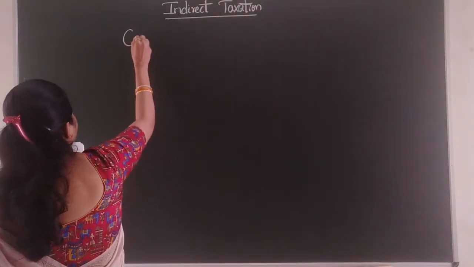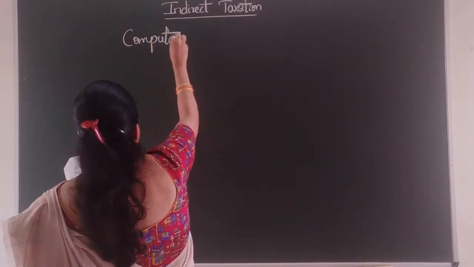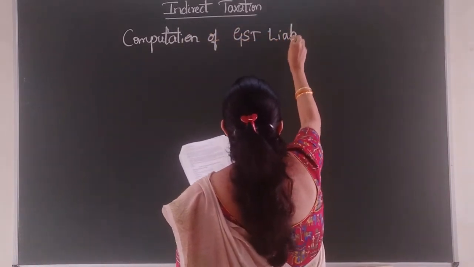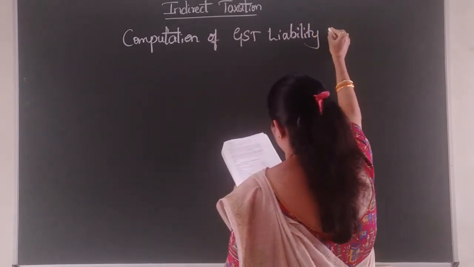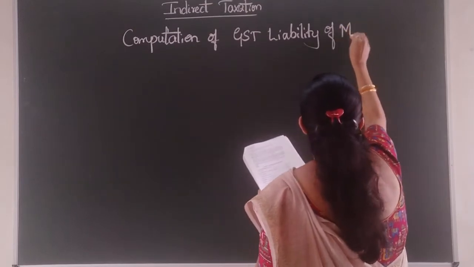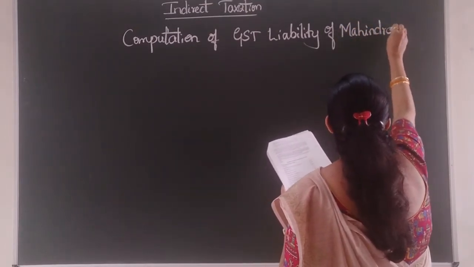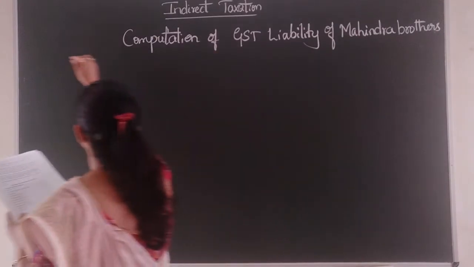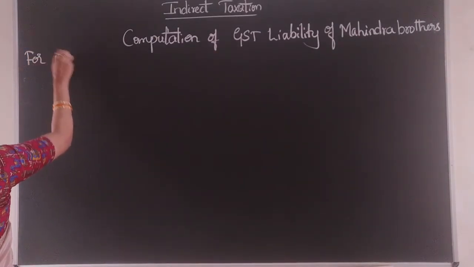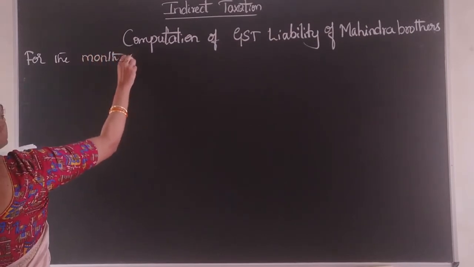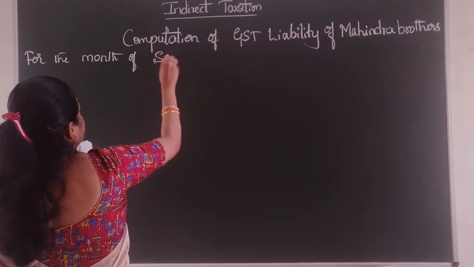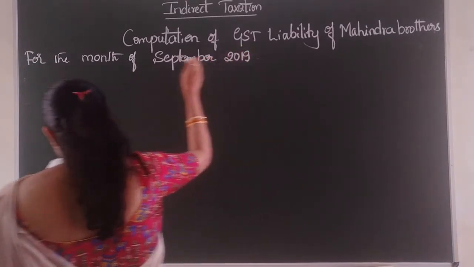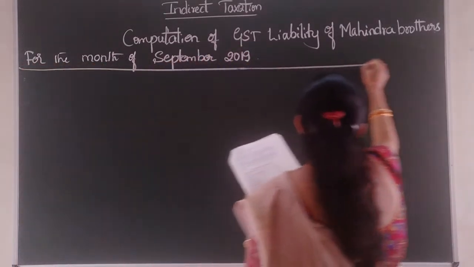So, computation of GST liability of Mahindra Brothers for the month of September 2019. You need to make two columns, particulars and amount.